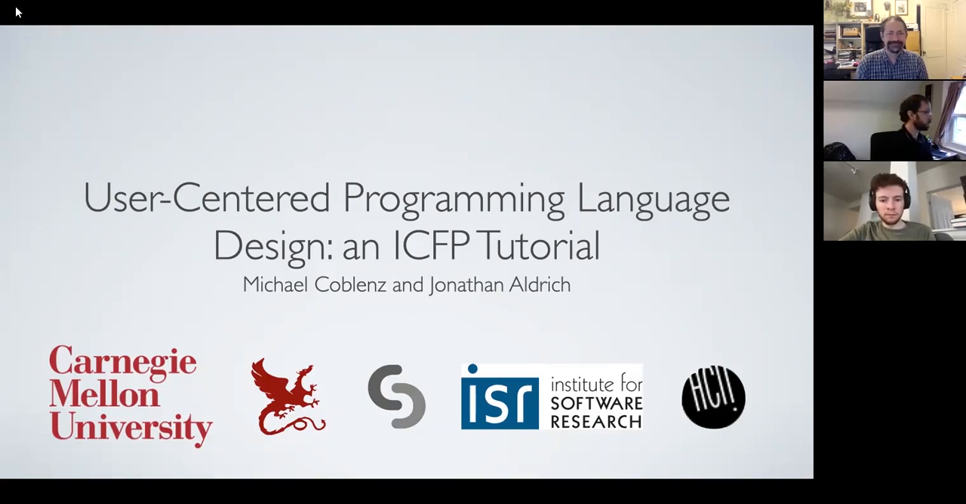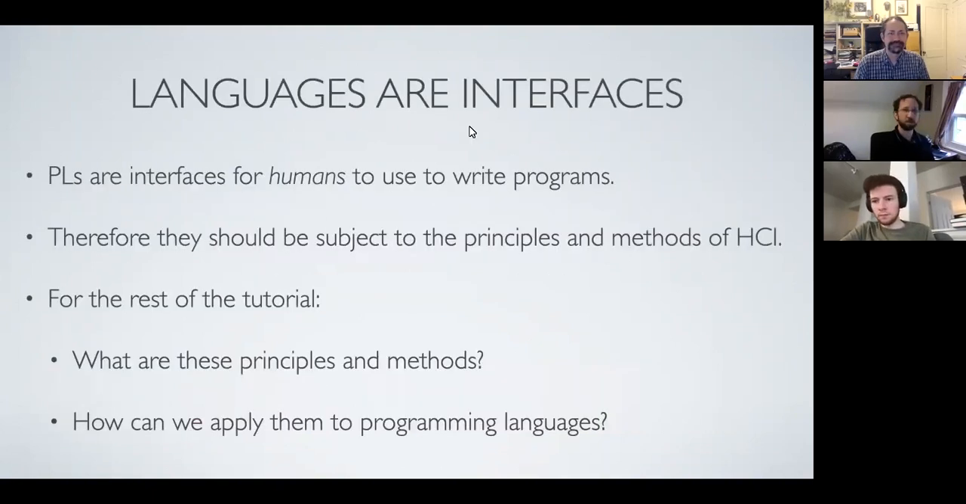I want to start with an assumption, which is that languages are interfaces. That is, programming languages are interfaces that people can use to write computer programs. And therefore, they should be subject to the principles and methods of human-computer interaction. For the rest of the tutorial, we're going to talk about what those principles and methods are, and how we can apply them to programming languages in order to improve our programming language designs.